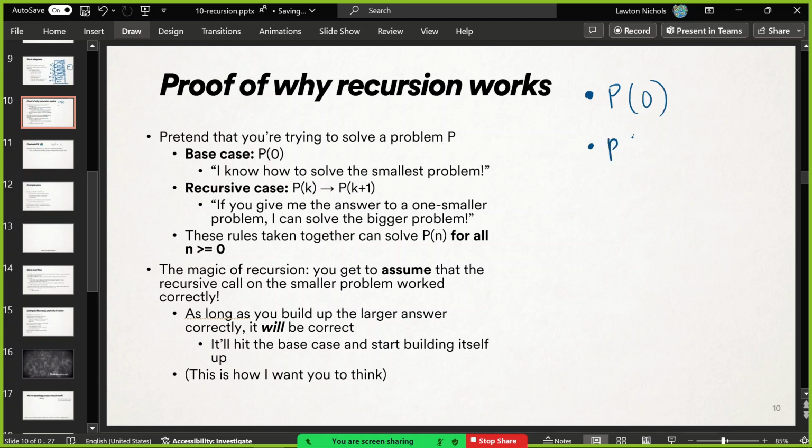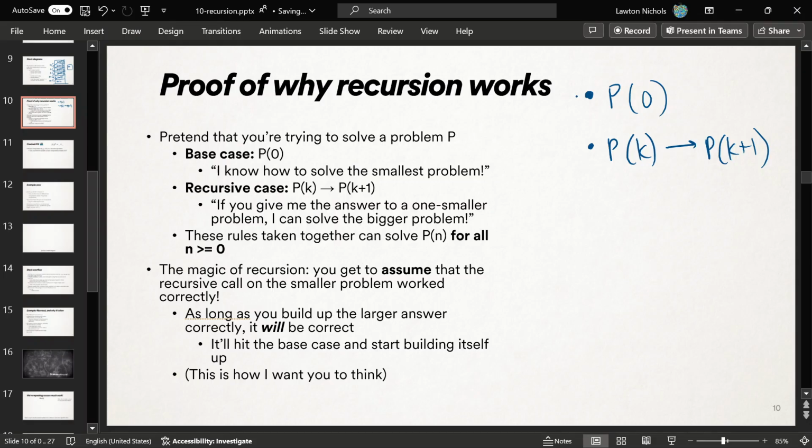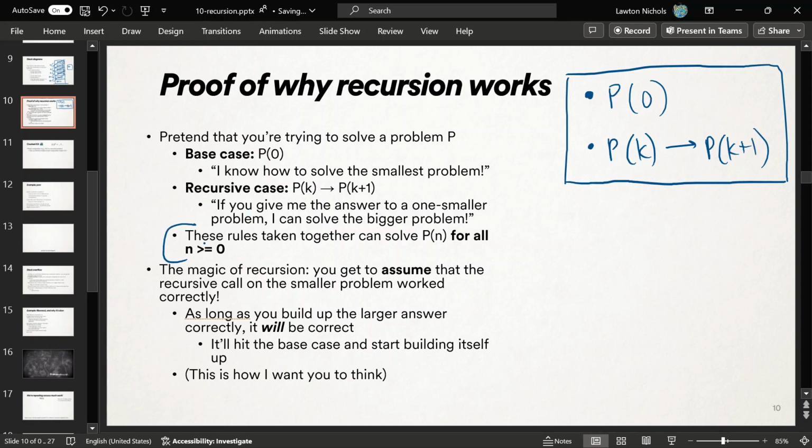All right? With variables that looks like this. You give me P of k, I can transform that into a one bigger solution. That's exactly what this factorial is doing. You give me factorial of n minus 1, I can transform that into the factorial of n for you. All right? So these are the two pieces of a recursive solution, deep down, mathematically. And if you think about them long enough, you can use these two rules together to solve any P of n for any n that's greater than or equal to 0. I can give you the answer for any input, as long as it's greater than or equal to 0, because I can use these two rules in tandem.